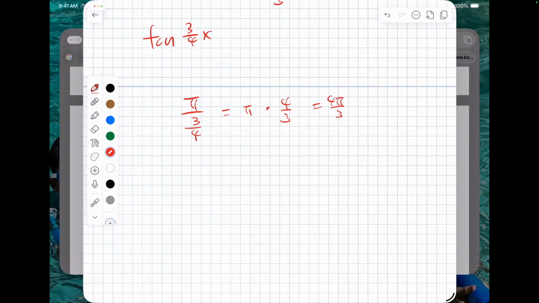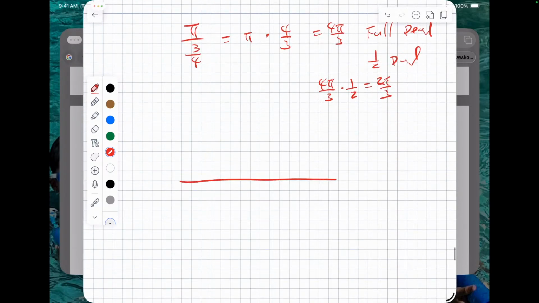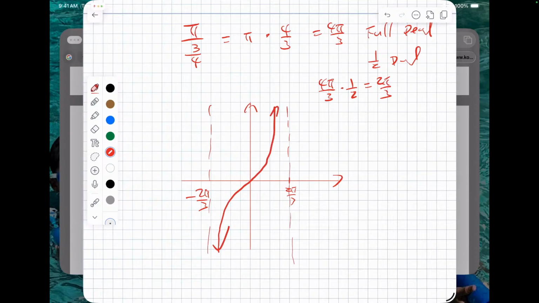Okay, so this is a full period, right? So what is half a period? Do I just do 4 pi over 3 times what? No, 1 over 2, right? So that's going to be 2 pi over 3. So that means I can say it starts at 0, and this is going to be negative 2 pi over 3, and this is 2 pi over 3. And then it's going to go with the normal tangent graph. That's it. And then you have to check on decimals.